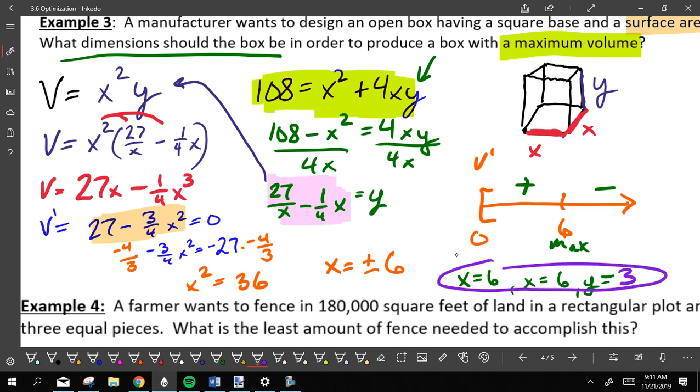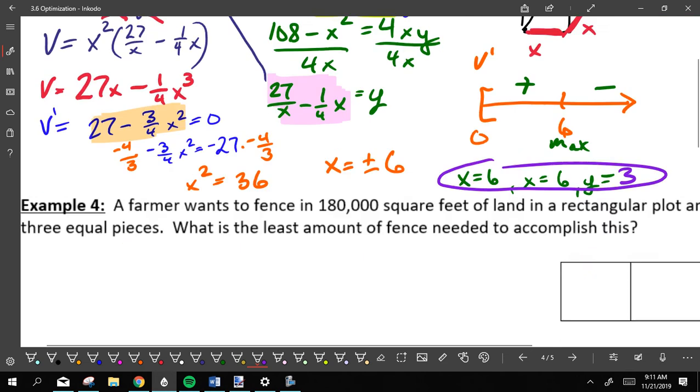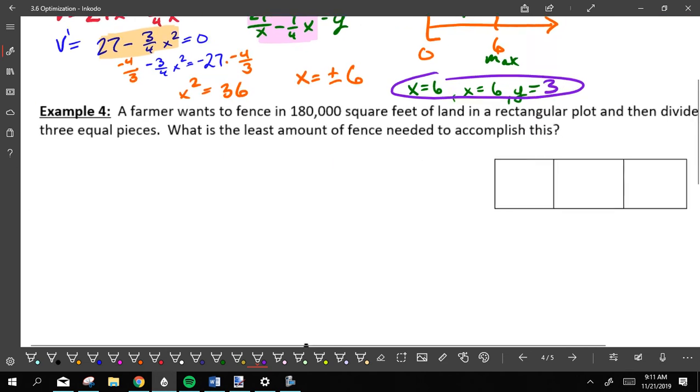Questions on that thing? That's pretty common. Make sure we can handle that. Let's try one more here. Or we might try 2 more. We'll see what time it looks like.